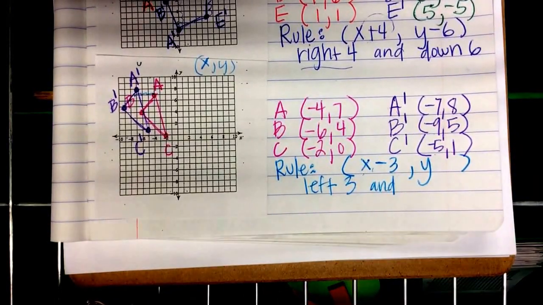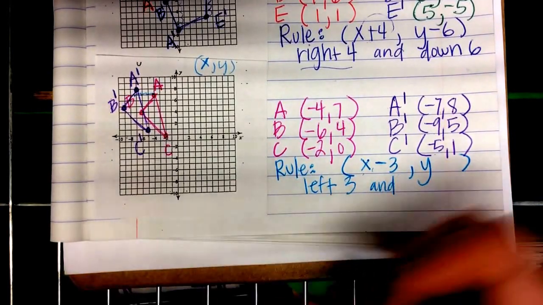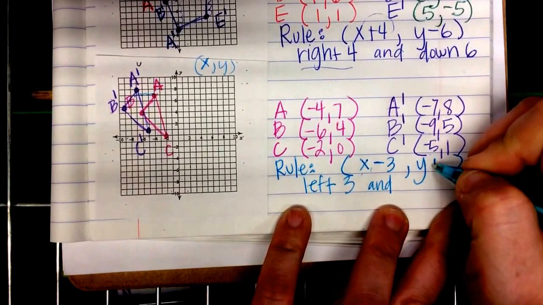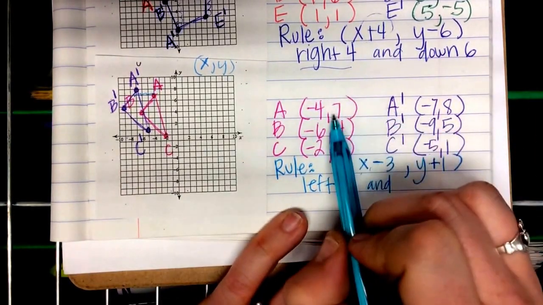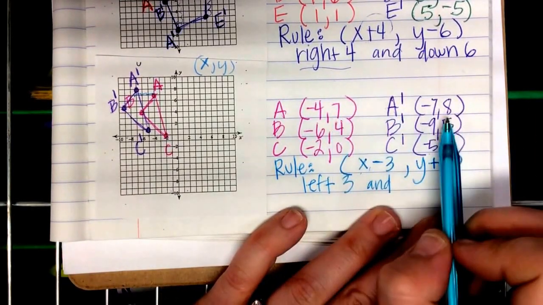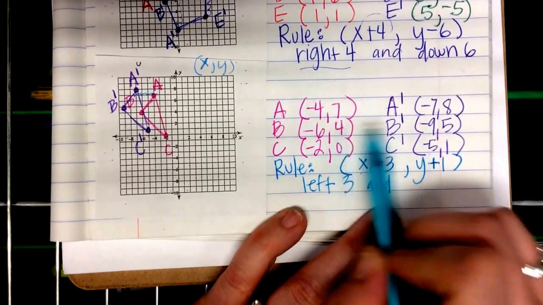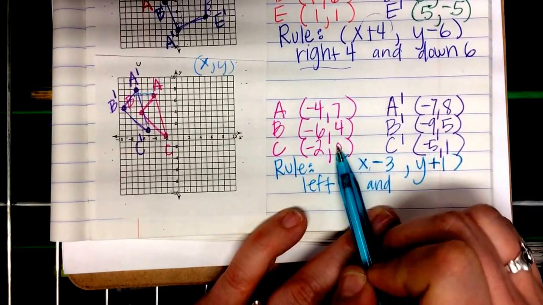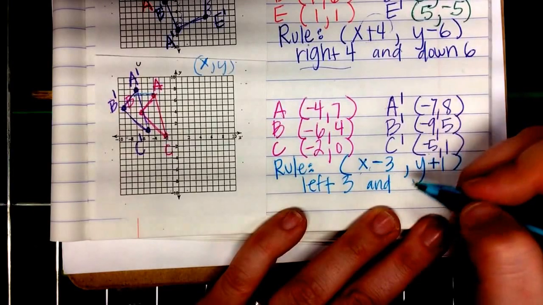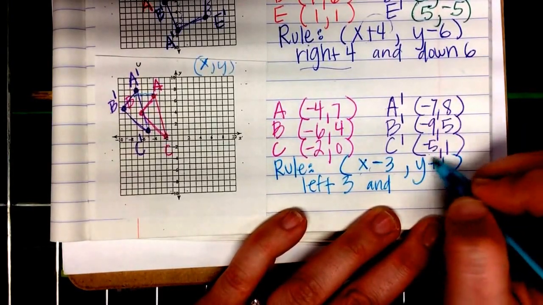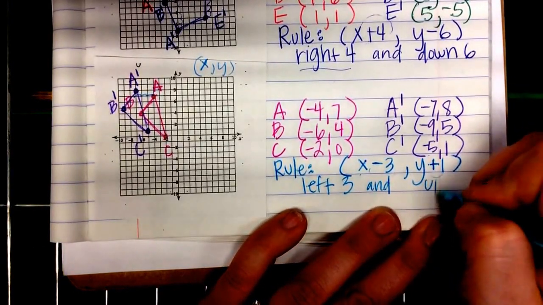Then what did I do? Who can tell me? Safi, what'd you do? You went up 1, so we added 1. Let's check. Negative 1 plus 1 is 0, 3 plus 1 is 4, 0 plus 1 is 1. Perfect. What's a way of saying adding 1? Which direction do you go?